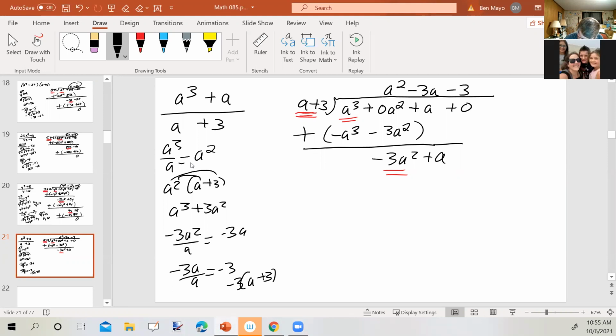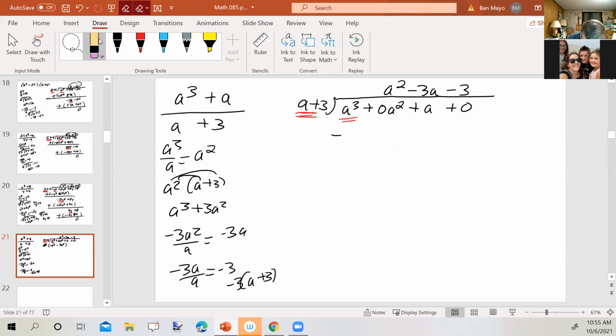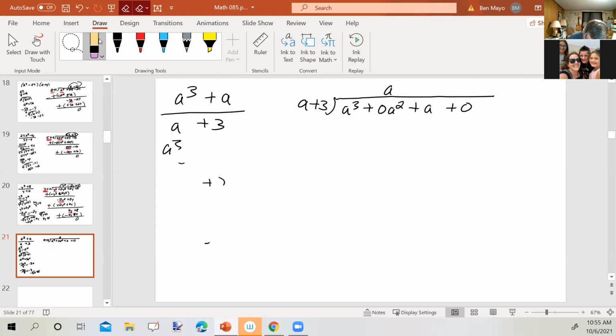Oh, Mr. Mayo. Yes. Did you put, so below at the very bottom, shouldn't it be negative 3a squared below that, and then it should be the a? Yeah, I missed that part. Thank you. I was waiting for somebody to figure out what I'd done wrong. So let's back up a little bit here. Let's see if I can figure this out. Okay, I'm going to start over. Yeah, I knew there was something wrong, but I couldn't see what it was.